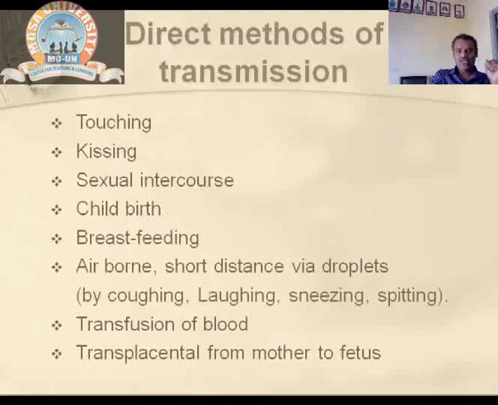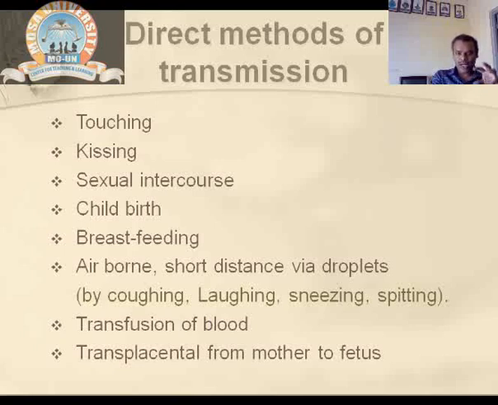indirect mode. Direct mode is mostly touching others, kissing, sexual intercourse, childbirth, breastfeeding, or airborne or short distance via droplets, by coughing, laughing, sneezing, spitting. Also the transmission of blood, transplant, and transplacental, from mother to fetus. All of these are considered direct transmission.